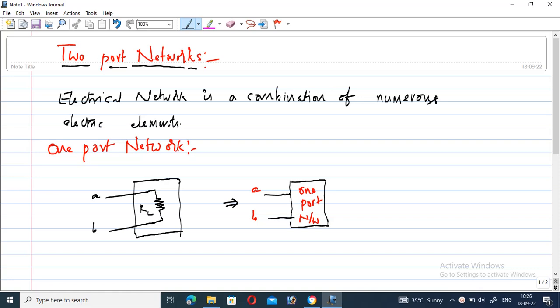In this video, we are going to discuss the two-port network concepts. So before going to this, what is meant by network? Okay, what is meant by network?